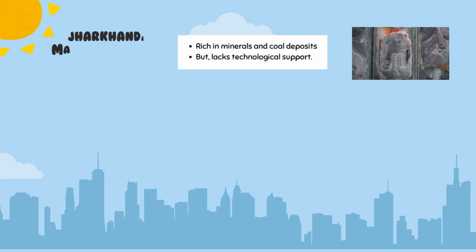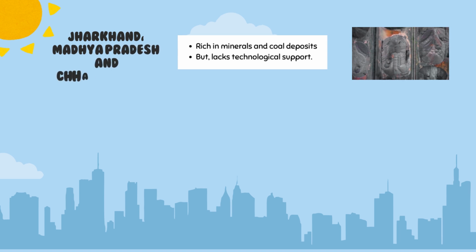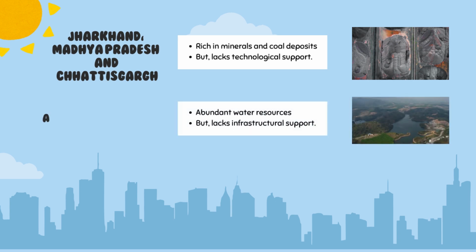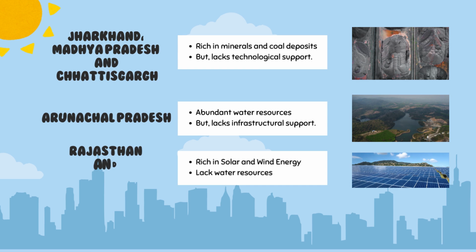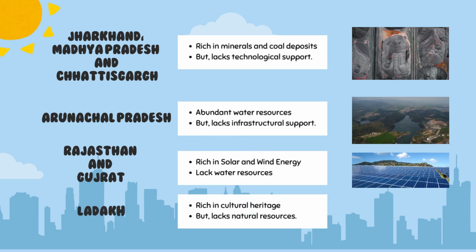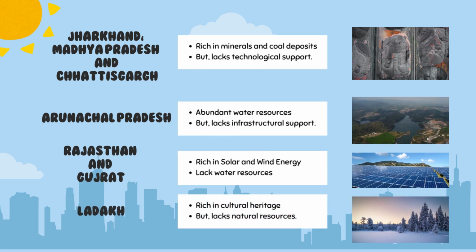In India, states like Madhya Pradesh, Jharkhand, Chhattisgarh are rich in coal but lack technological support, whereas states like Arunachal Pradesh have abundant water resources but lack infrastructural support. States such as Rajasthan have equitable solar and wind resources but lack water resources. The cold deserts of Ladakh are rich in cultural heritage but lack natural resources. Hence, resource planning becomes essential in India.